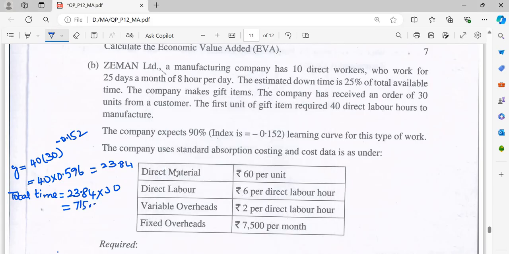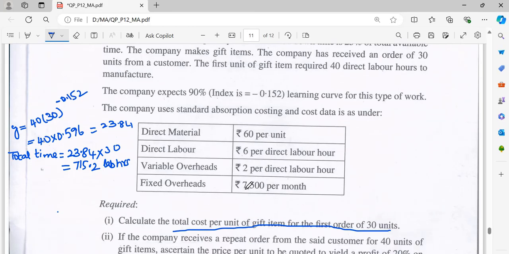Labor hours. So we need to calculate cost per unit. They have asked to calculate cost per unit of producing this 30 units. So we have direct material per unit as 60 into how many units we are producing? 30 units. So cost is 1800.